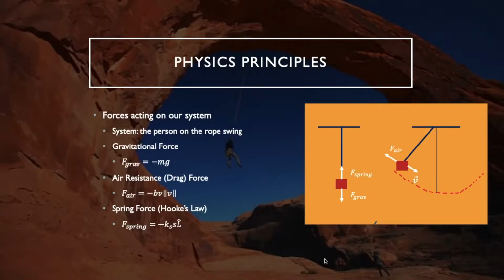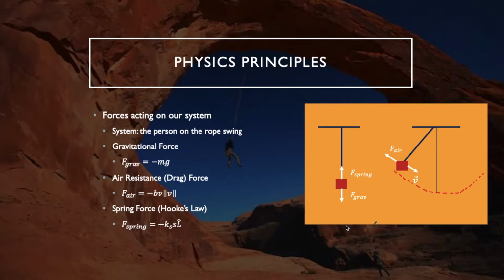So, physics principles used. We must identify the forces acting on our system. So the system is a person on the rope swing. The gravitational force can be found by F grav is equal to negative mg. Air resistance, or the drag force, can be found by F air is equal to negative b times velocity times the magnitude of velocity. The spring force, or Hooke's law, is F spring is equal to negative ks s l hat. And here we have a diagram of our basic structure.